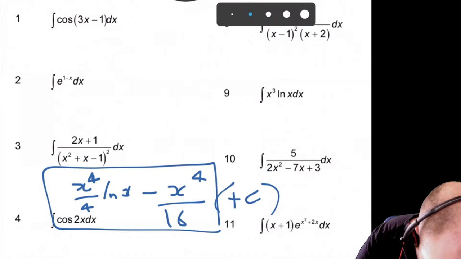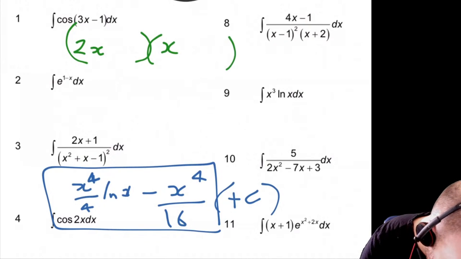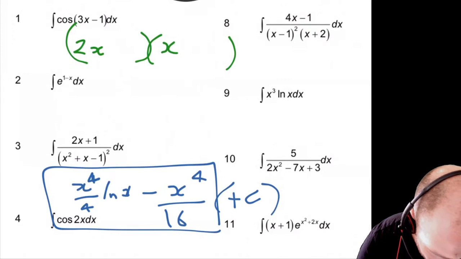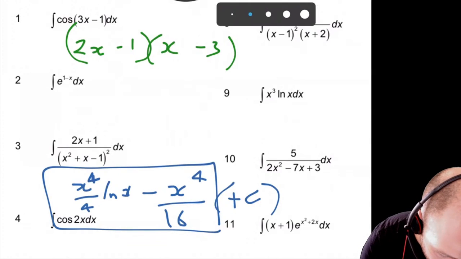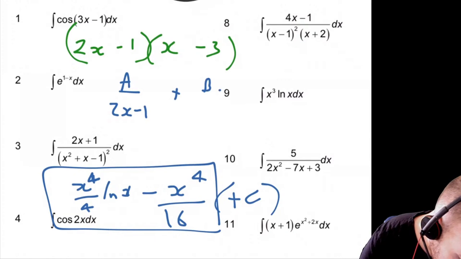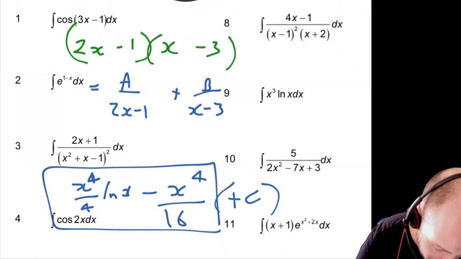Question 10 is another partial fractions question, which is great. So the denominator for this one, we're going to factorize it as 2x, x, and minus 7. So it's going to be 1 and 3. Let's have minus 3, minus 1. So those are my two fractions. We get A over (2x take 1) plus B over (x take 3) equals what we're going to get to in a minute.